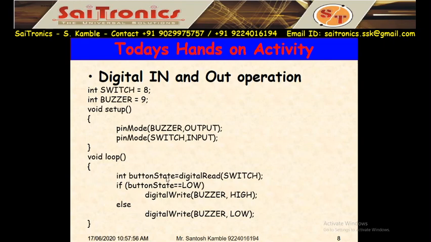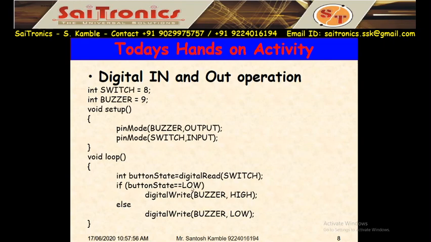Then buttonState equal to digitalRead switch. Whatever the switch status is, HIGH or LOW, is loaded into buttonState. Now if buttonState double equals, if there are 2 equals, then it is a comparison. So if buttonState equals LOW, meaning buttonState is LOW, then digitalWrite buzzer HIGH, and the buzzer turns on.